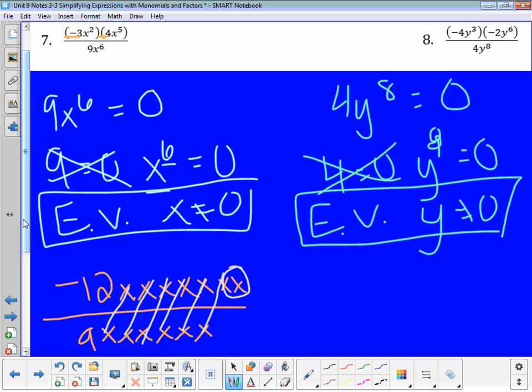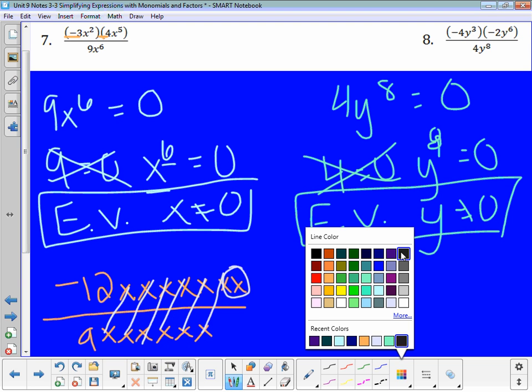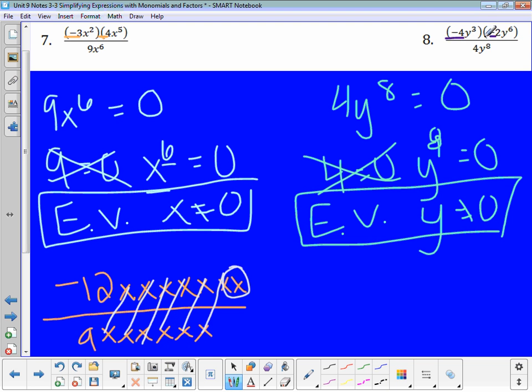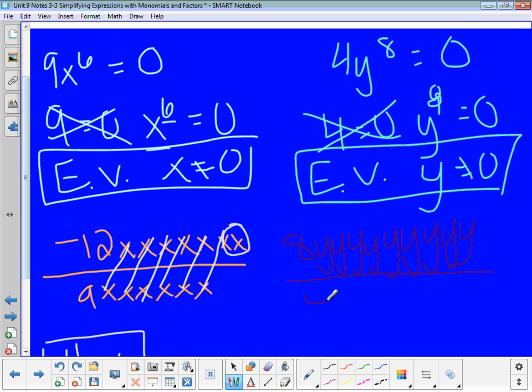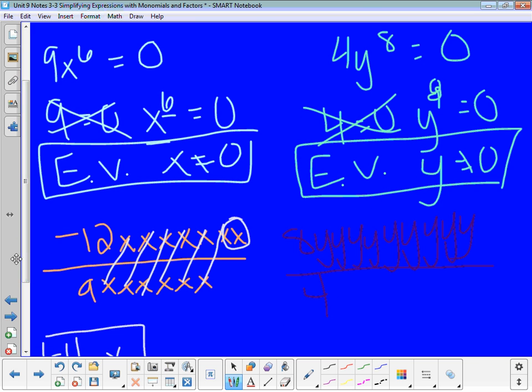So now we're going to go through and write out a simplified expression. So first thing I want to do is take -4 times -2, which is +8. That was last unit. Then we have 3 y's from the first one, and we have 6 y's from the second one. Then we're going to divide that, and we have 4, and then we're going to have 8 y's on the bottom. So it's 1, 2, 3, 4, 5, 6, 7, 8.